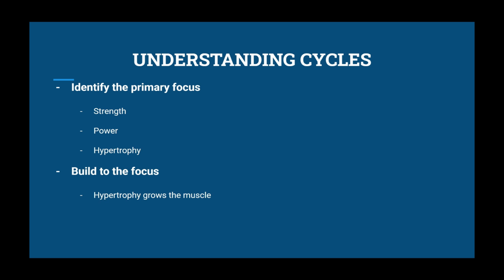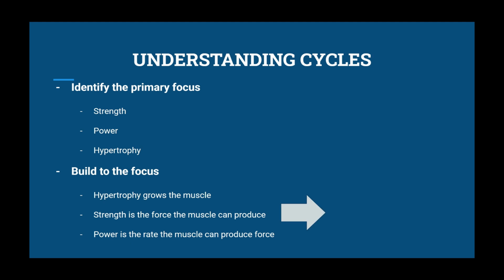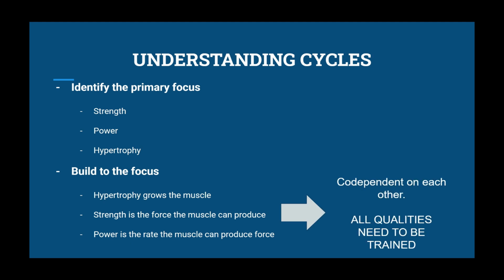So hypertrophy grows the muscle. Hypertrophy is how big the muscle gets. Strength is the force that muscle can produce. And then power is the rate at which that muscle can produce the force. So as you can see, all of these are codependent on each other. All qualities need to be trained.